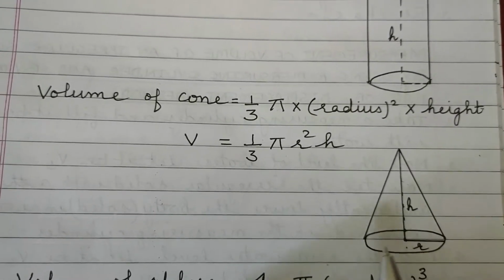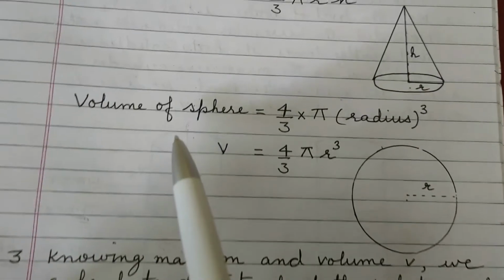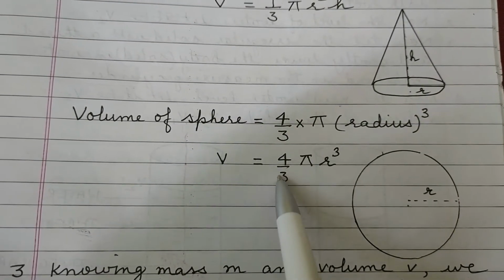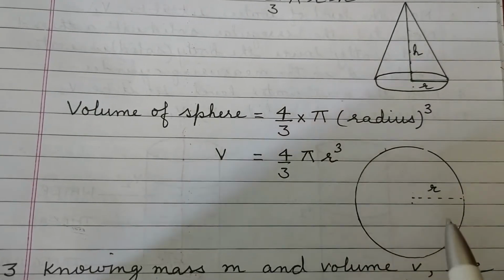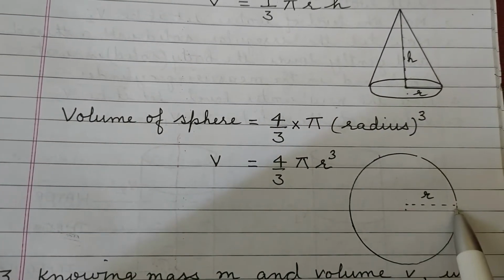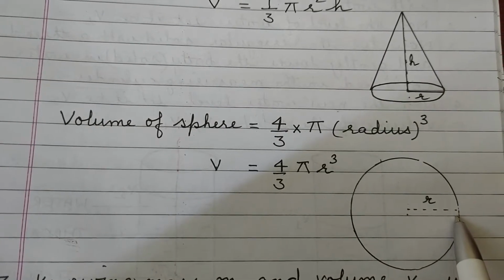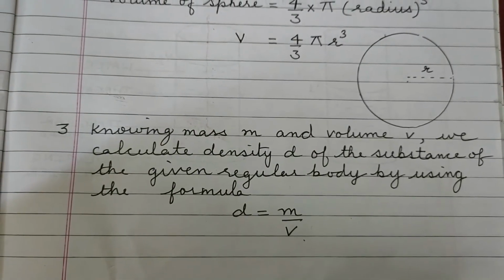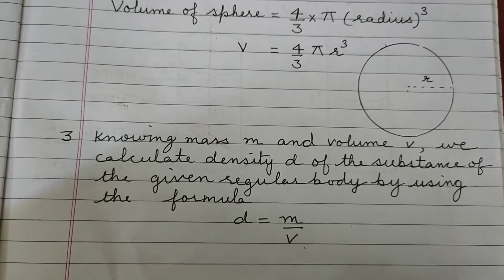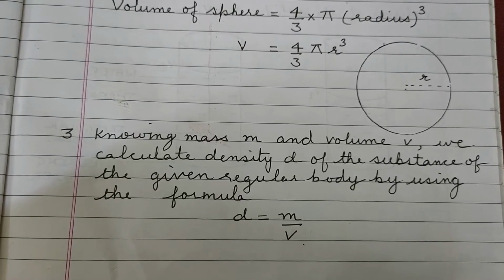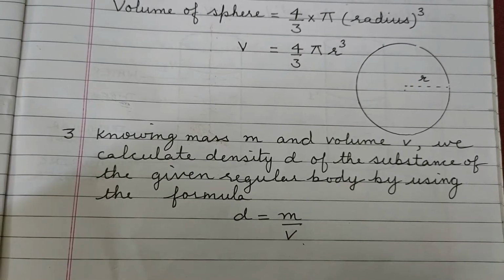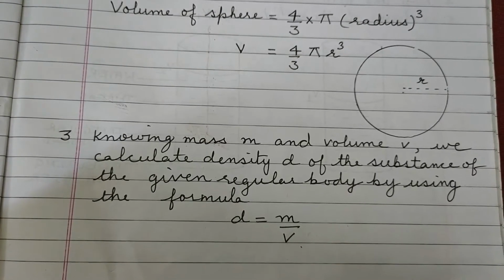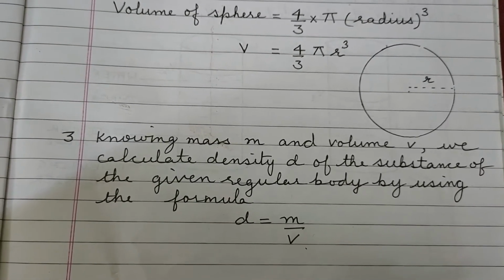If the solid is of the shape of a sphere, then we'll use the formula V is equal to 4 by 3 pi r cube, where r is the radius of the sphere. So, by knowing the mass from the beam balance and the volume by using the geometrical measurement method, we'll put the values of mass and volume in the formula D is equal to m by V, and we can determine the density of the regular solid.